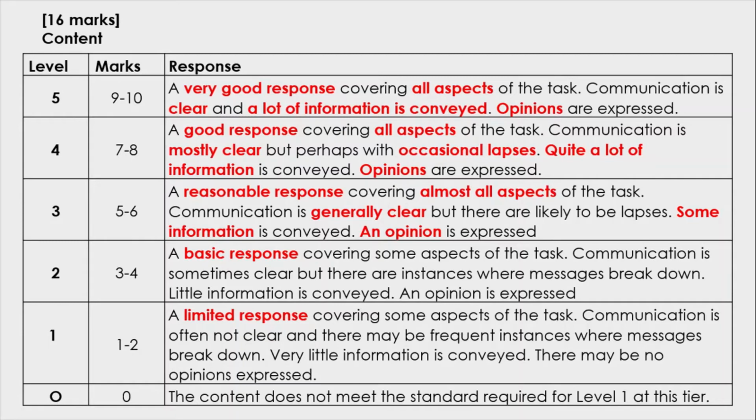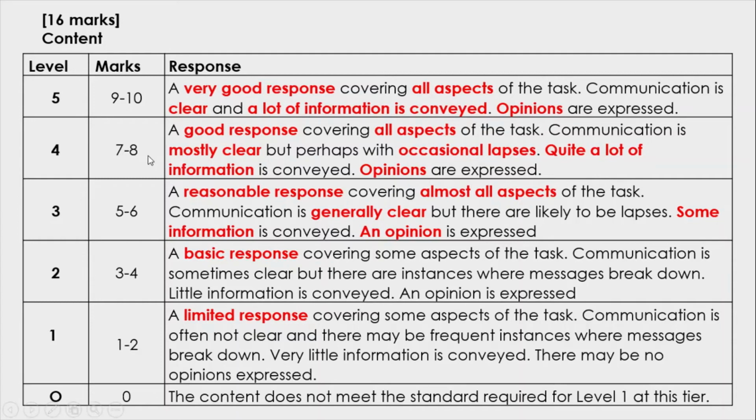So as content, you should have a very good response covering all aspects of the task. So keep in mind, all aspects of the task have to be done. Communication is clear and a lot of information is conveyed. So very clear sentences. Do not try to make it up that very moment. Try to have some clear vocabulary in your mind of what you'll need to be putting down. Opinions are expressed as well. Okay? And I said at least 2 opinions with reasons.